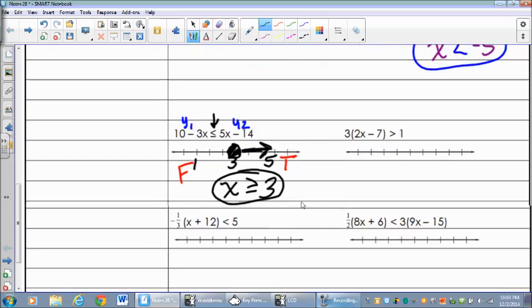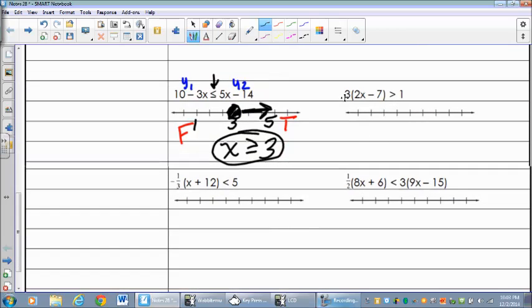Okay. 3 more. On the equation to the right, I'm going to plug in y1 and y2 into my calculator.